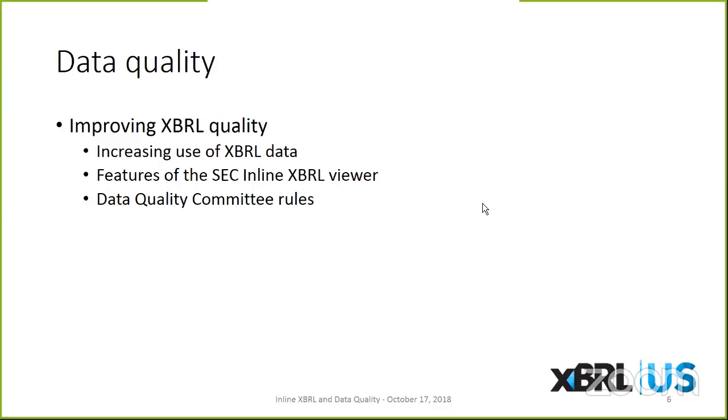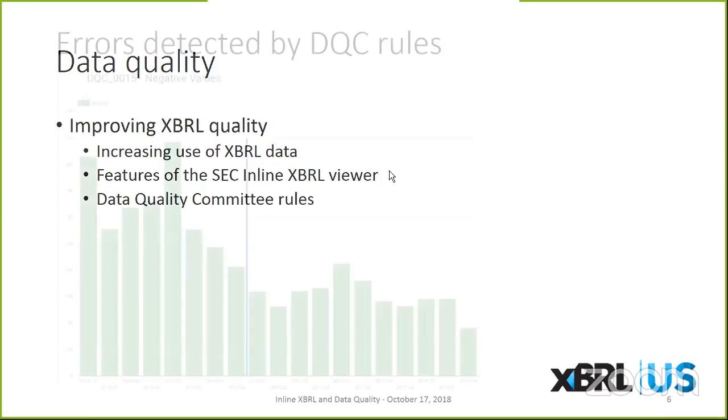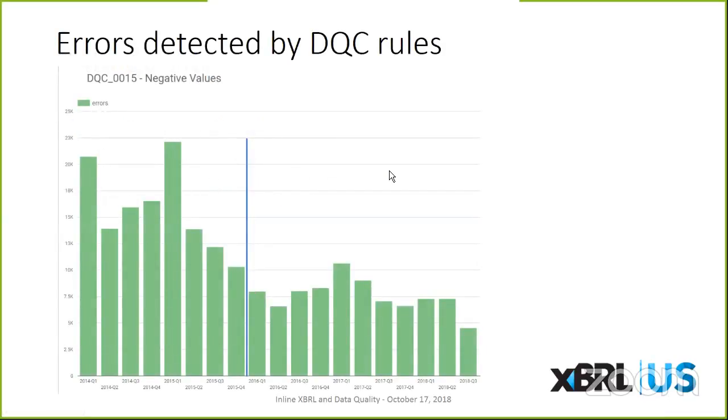So for the error type that Christine first showed, that a given element can't be reported with a negative value, we've run the Data Quality Committee rules against all SEC filings since 2014 and looked at the number of actual errors detected. And unfortunately, it's not a small number of errors. Christine, can you see the graph on the next slide on the screen? Yes. Okay.